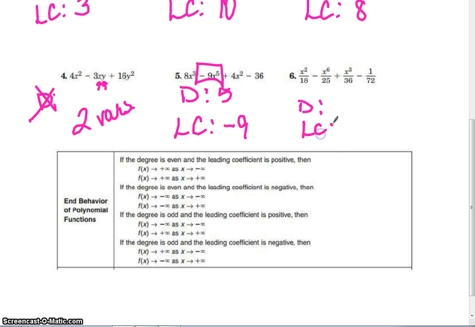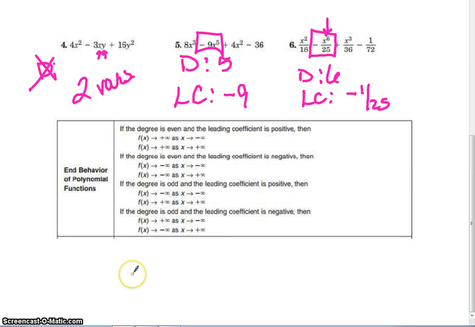Number 6, don't let the fraction confuse you. Still just go look at your degrees or your exponents. So your degree is 6, and then this is where you got to use the fraction. That right there is the same thing as saying -1/25. X over 25 is like 1/25 x. So that's all there is to that part. Really simple, and so you have to wonder why we're doing it. Well, we're doing it because you need to be able to do that in order to do the next part.